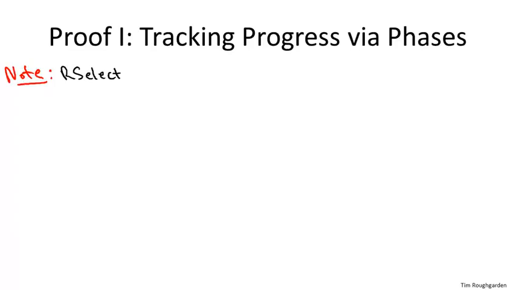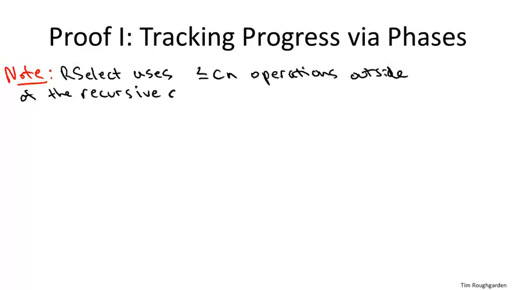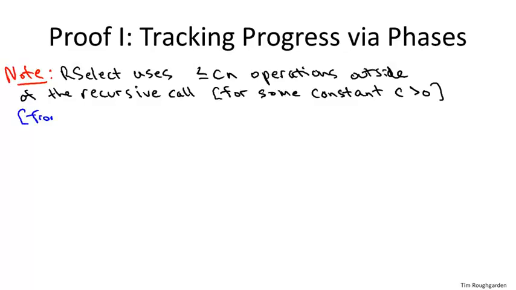So usually when we say something's linear time, we just use big O notation. I'm going to go ahead and explicitly use a constant c here for the operations outside the recursive call. That'll make it clear that I'm not hiding anything up my sleeves when we do the rest of the analysis. Now what I want to do on this slide is introduce some vocabulary, some notation, which will allow us to cleanly track the progress of this recursive selection algorithm. And by progress, I mean the length of the array on which it's currently operating.